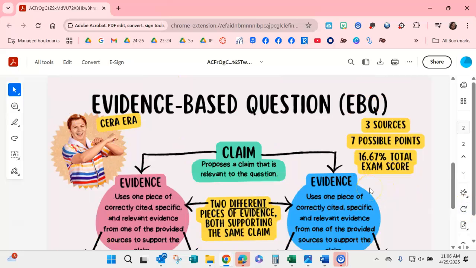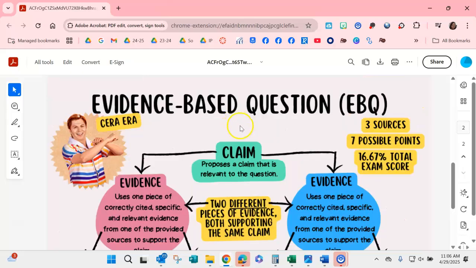All right, so the evidence-based question, there are 3 sources, 7 possible points, and that is 16.6% of your total score. So you're going to read all 3, and then you have to make a claim. So this one calls it the Sarah era, I guess that's Sarah, I don't know. But I kind of like how they broke it up.